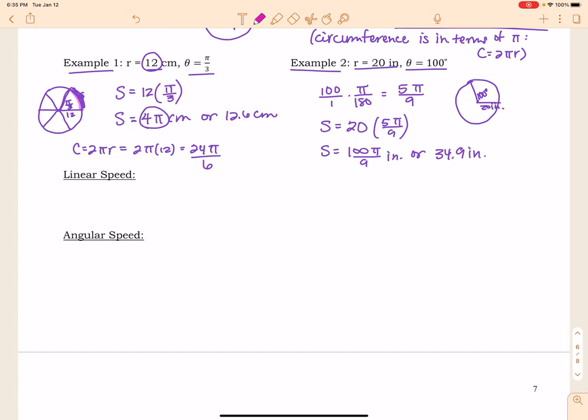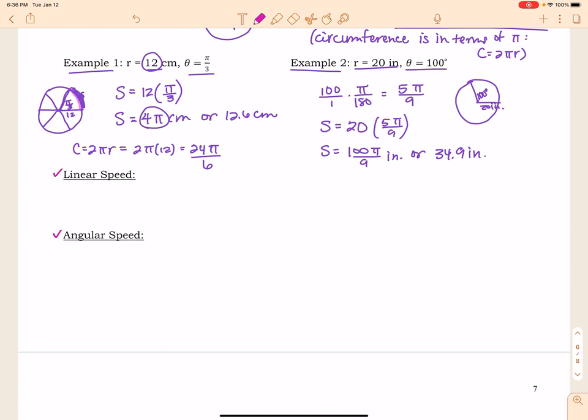Okay, pre-cal, in this video, we are still in Unit 5, so we are still in the unit circle unit. So in this video, we are going to talk about linear speed and angular speed. So the first thing I'm going to do is define these things for you.